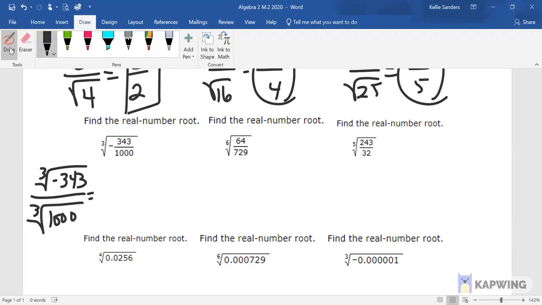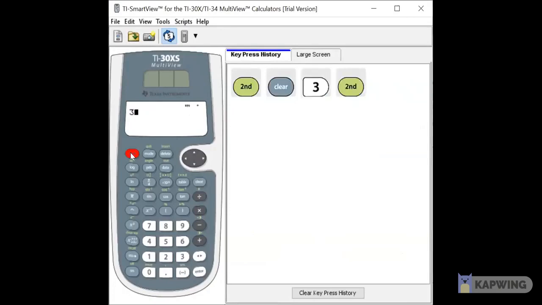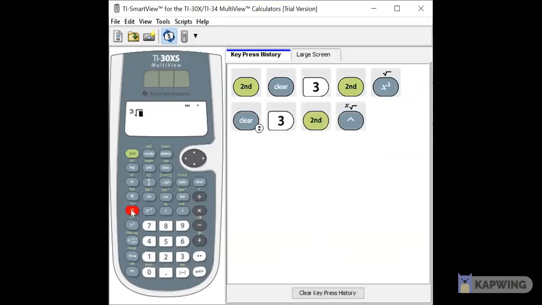Well, let me just show you. So then we're going to share screen. New share right there. Come on. So this is sharing. So then, nope, clear. Cube root. Cube root. There we go. 343 is 7. Okay.